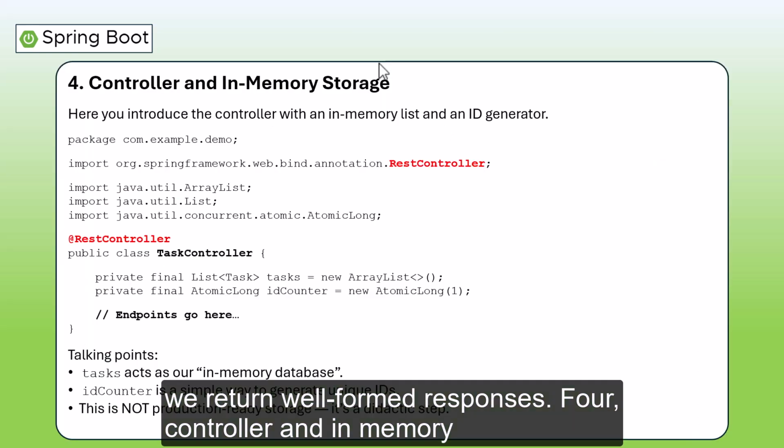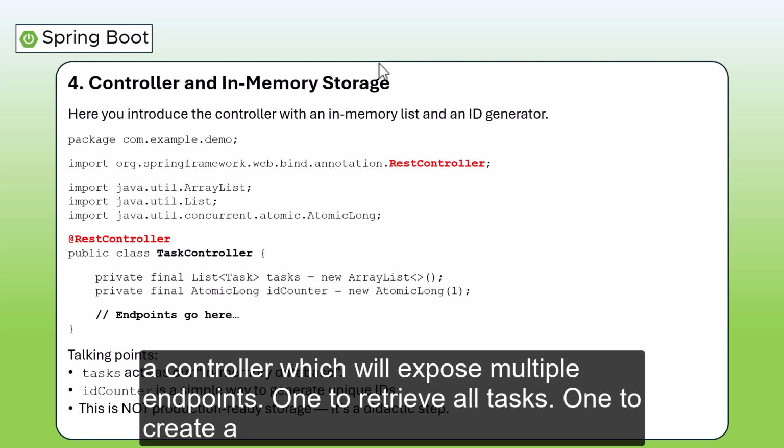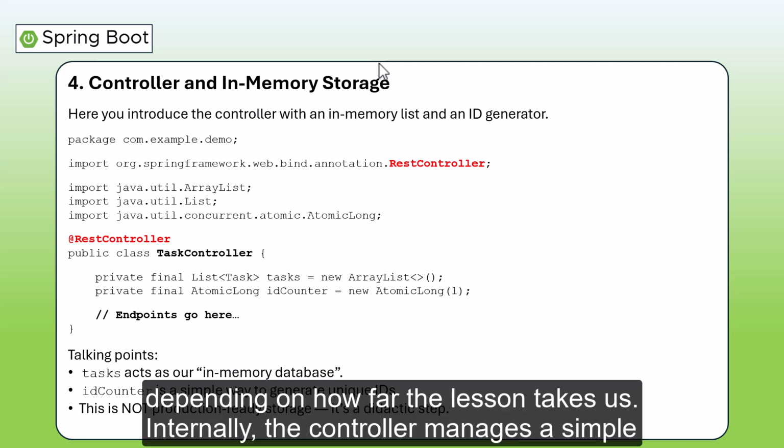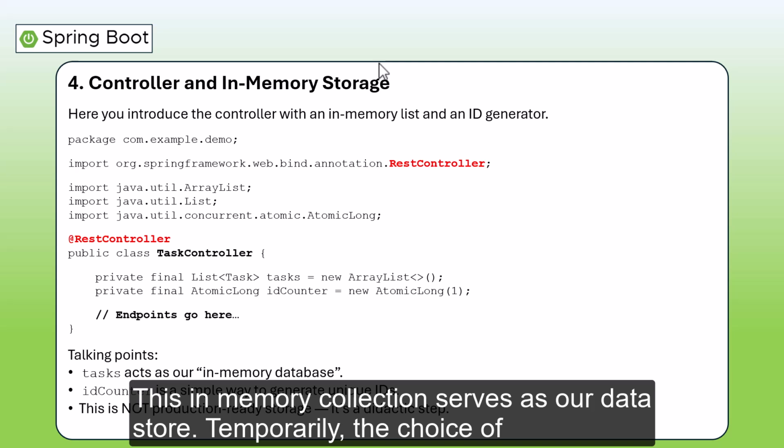4. Controller and in-memory storage. The next step is creating the API surface. We introduce a controller which will expose multiple endpoints: one to retrieve all tasks, one to create a new task, one to fetch by identifier, and potentially endpoints for update or deletion, depending on how far the lesson takes us. Internally, the controller manages a simple list, or equivalent collection, of task entities and a counter to generate unique identifiers. This in-memory collection serves as our data store, temporarily.